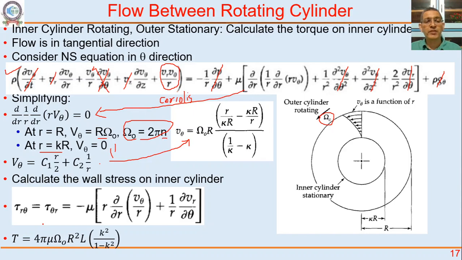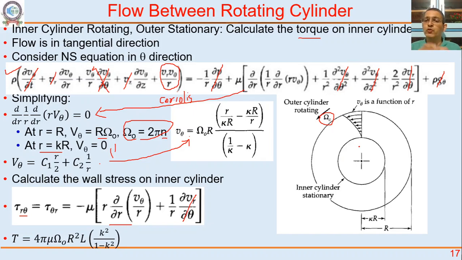If I want forces on the inner cylinder, I have to get torque. So before I get torque, I need to get force. Force multiplied by the radial distance will give me the torque. Force would be tau r theta. You will get it from this expression. This is 0. Vr by v theta is 0. Put this, divide by r, differentiate with respect to r.